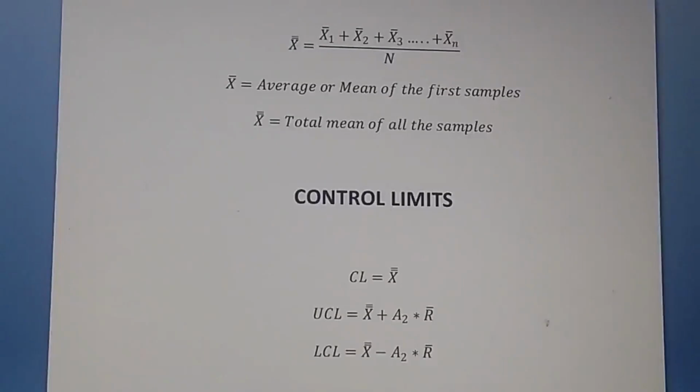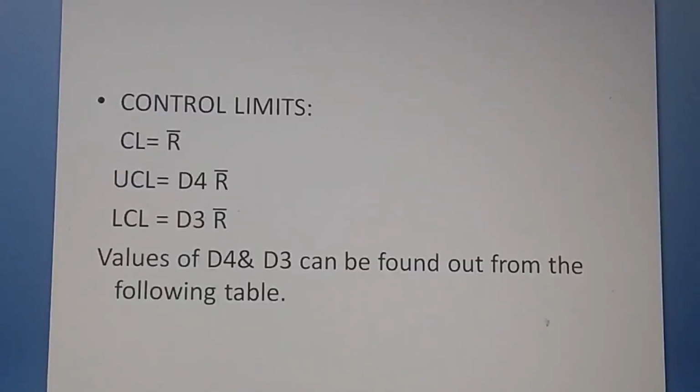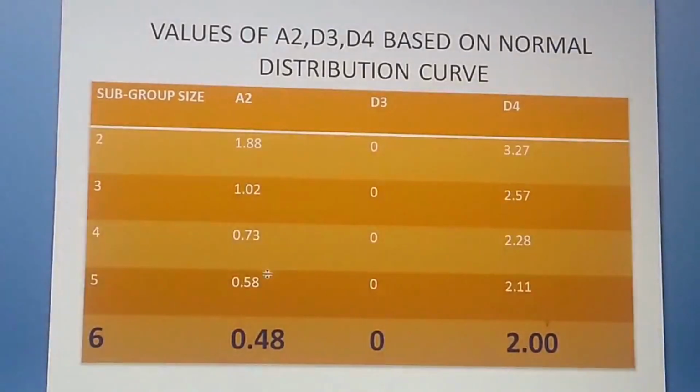Similarly, for the range chart we have seen how to find the control limit by using these formulas, and the constants d4 and d3 are found from this table based on the subgroup size.